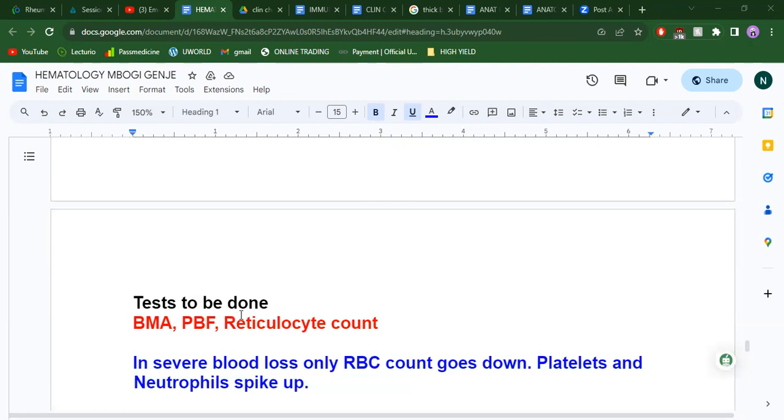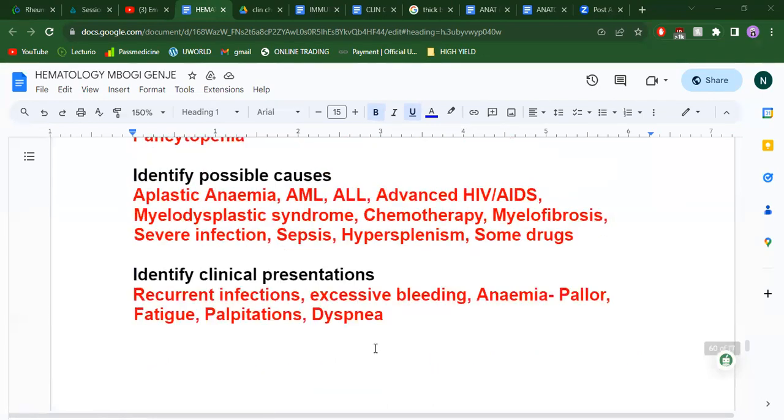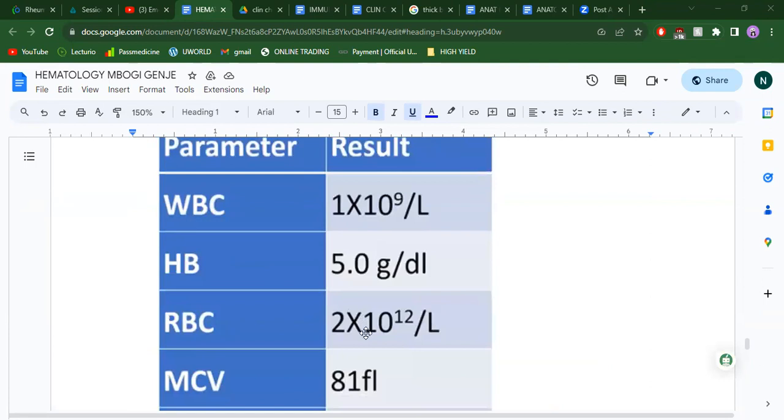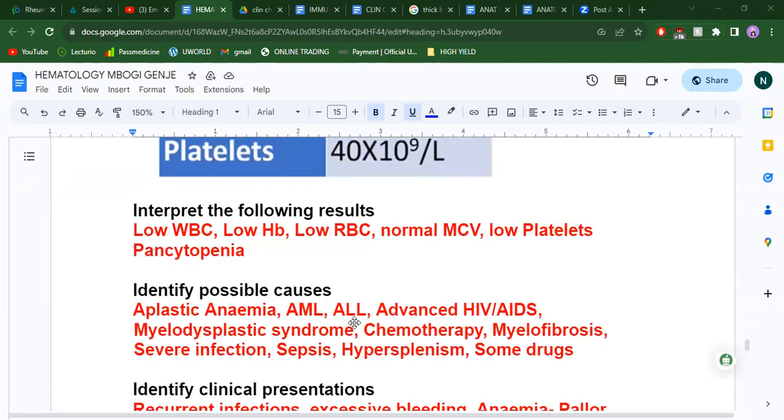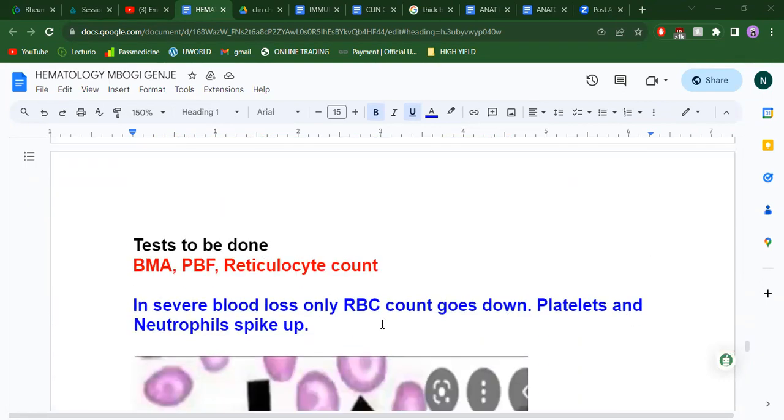Tests to be done: BMA, PBF, retic count. In severe blood loss, only RBC goes down, while platelets and neutrophils spike up. This is something to note. For example, if you have hemorrhage, the RBC levels will be very low, maybe 0 point something, and then the platelets and the neutrophils will spike up.